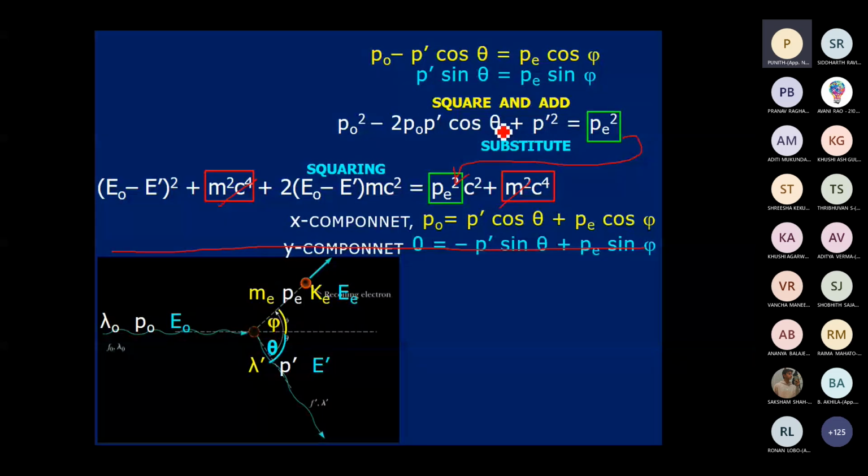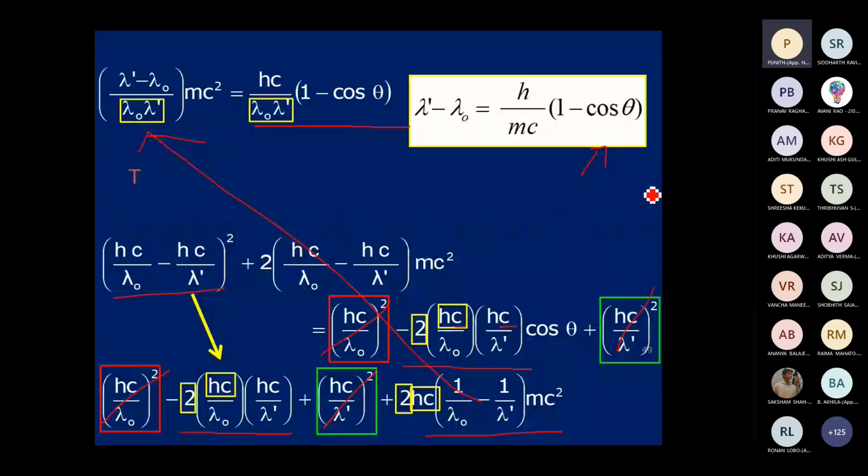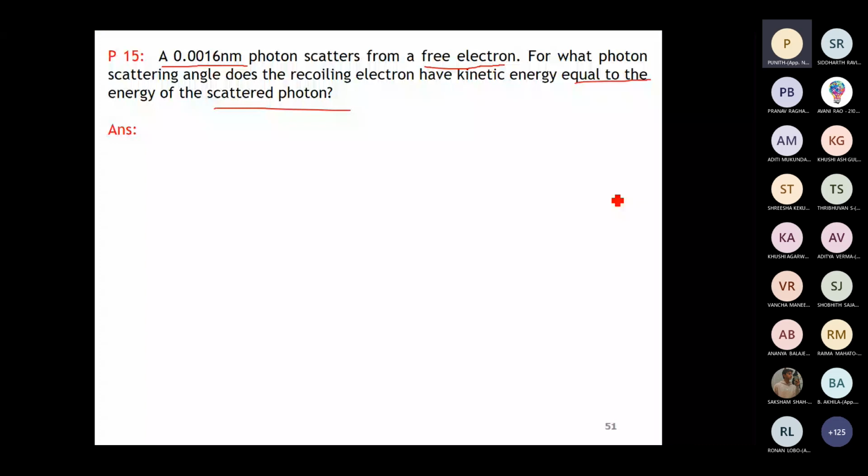For this derivation, I would suggest you do it on your own once, and it will be easier for you. You need not memorize it. If you know the conservation of energy and the conservation of momentum equations, you can do it on your own. It looks a little lengthy, but it's simple. So no one has got the answer for this numerical?